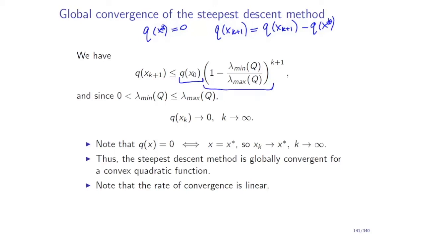So it's given by 1 minus the minimum eigenvalue of Q divided by the maximum eigenvalue of Q, to the power k plus 1. And we see that the minimum eigenvalue obviously is always less than or equal to the maximum eigenvalue. As a result, this expression will give us a value which is less than 1. Therefore, when you take it to the power k plus 1, it must converge to 0. So our error converges to 0, which means that the method converges to the global minimizer.